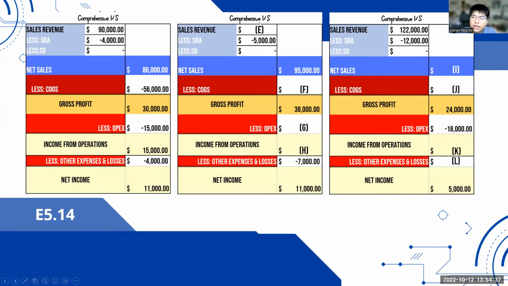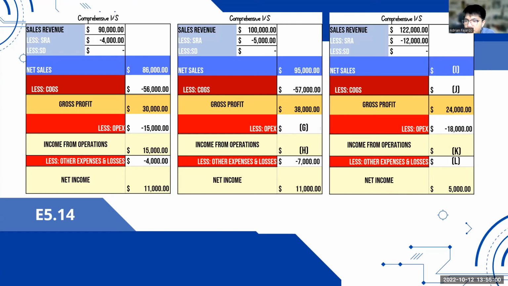For E, sales revenue is missing. We know that the net sales is 95, and then previously we deducted 5,000. So we add both of them together to get the sales revenue of 100,000. And then now that we know our net sales and our gross profit, we can identify that the cost of goods sold would probably be 95 minus 38 is 57,000.